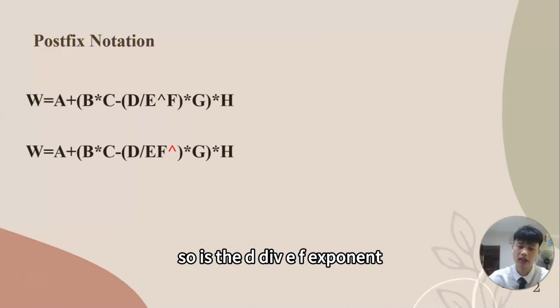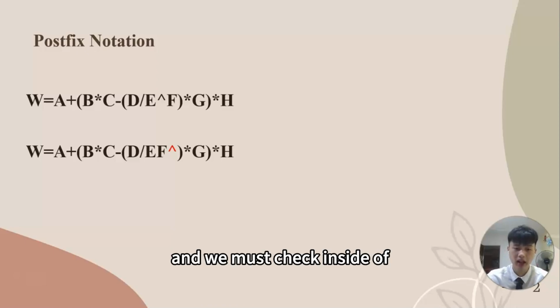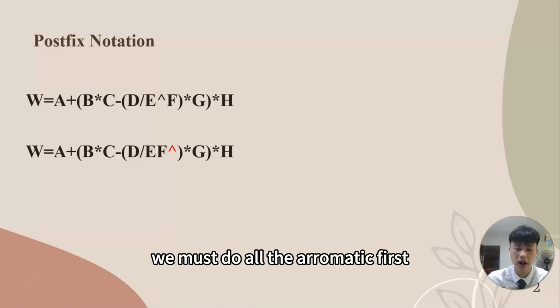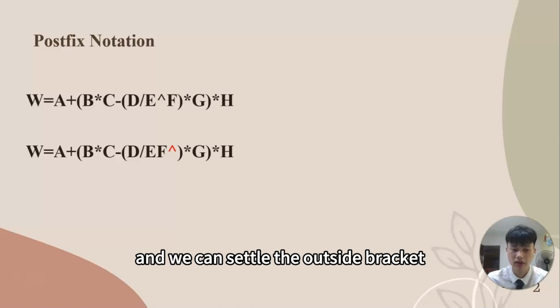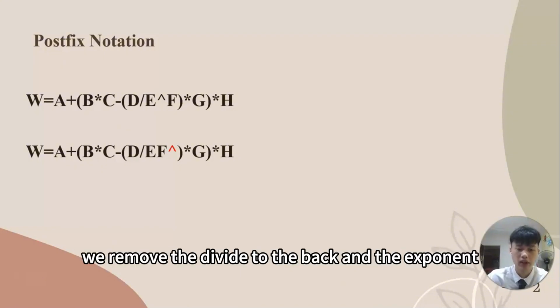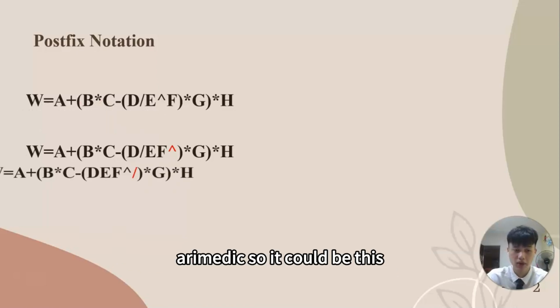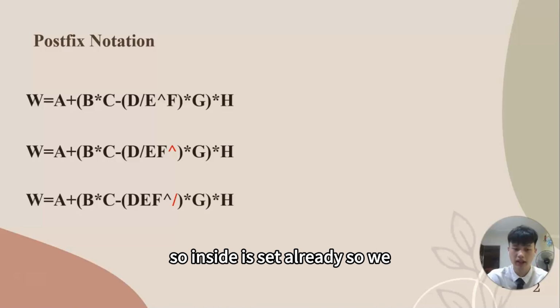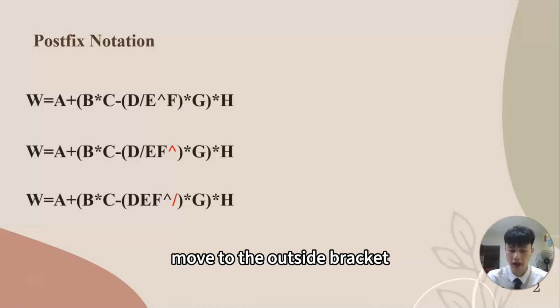So it's D divide EF exponent, and we must check whether inside there is another arithmetic. We can see the divide is an arithmetic inside. We must do all the arithmetic first, and then we can settle the outside bracket. So we remove the divide to the back of the exponent arithmetic, so we can get DEF exponent divide. So inside is settled already. So we move to the outside bracket.